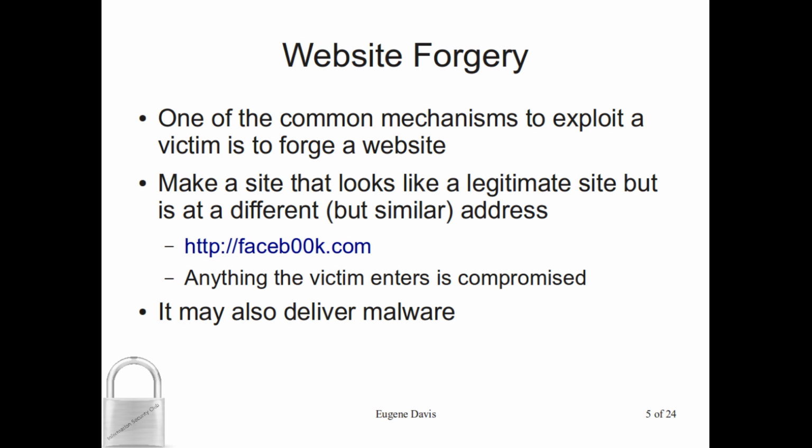So website forgery is another aspect of phishing, or another approach to phishing. This is one of the common mechanisms to exploit a victim, because you can make a site that looks like a legitimate site but is actually at a different but similar looking address. That's one way to do it. So facebook.com with the O's replaced with zeros looks kind of like you're actually at facebook.com. Anyway, anything the victim enters at this site is compromised.